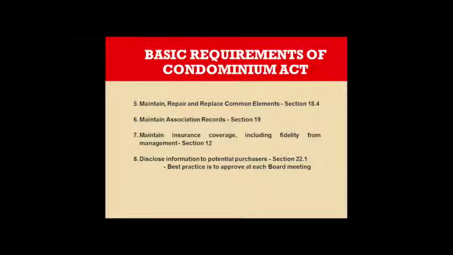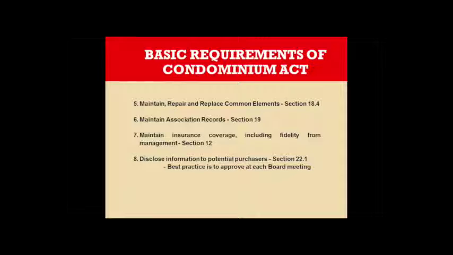Section 12 is the provision of the Condo Act that deals with what the minimum insurance a condominium association must purchase, and it also has some other standards relating to insurance-related issues. And lastly, Section 22.1. This is the section of the Condo Act that requires a disclosure to potential purchasers.